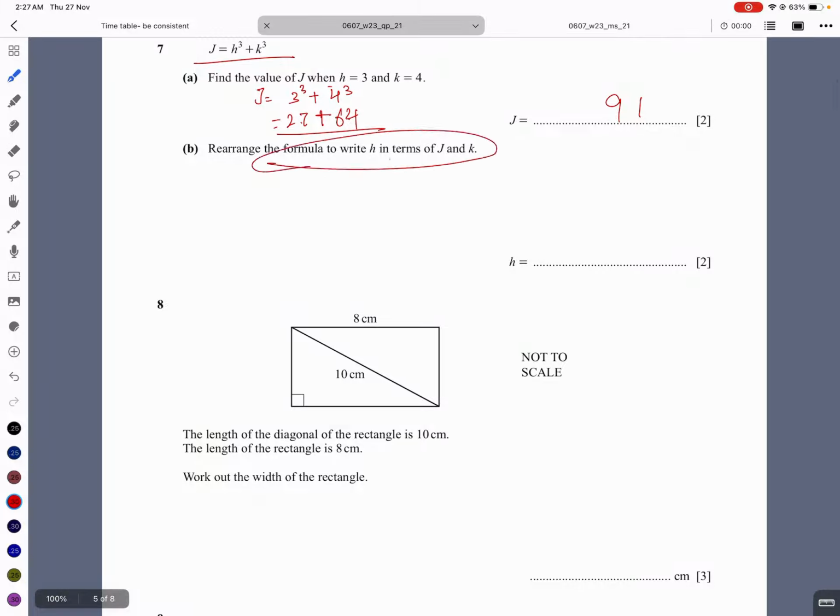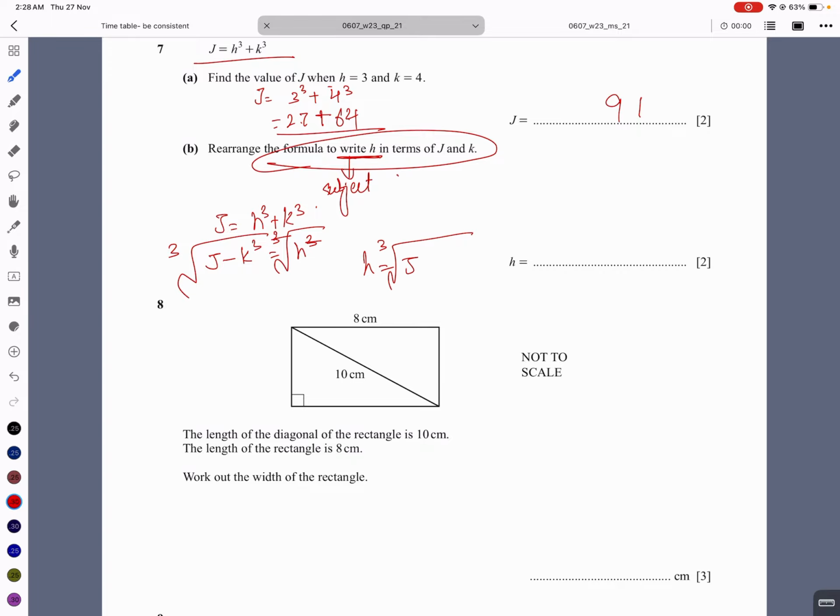Rearrange the formula to write h. It means we have to make h the subject. So J is equal to h cubed plus k cubed. So k cubed will go to the other side and be subtracted. In order to cancel this cube, we take the cube root on both sides. So this cube root and cube will cancel. The answer will be h is equal to the cube root of J minus k cubed.